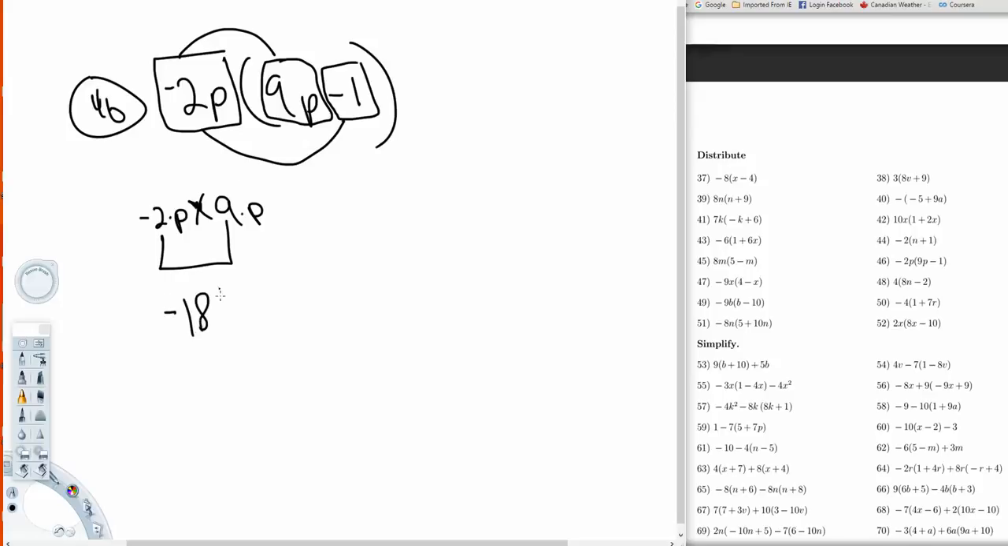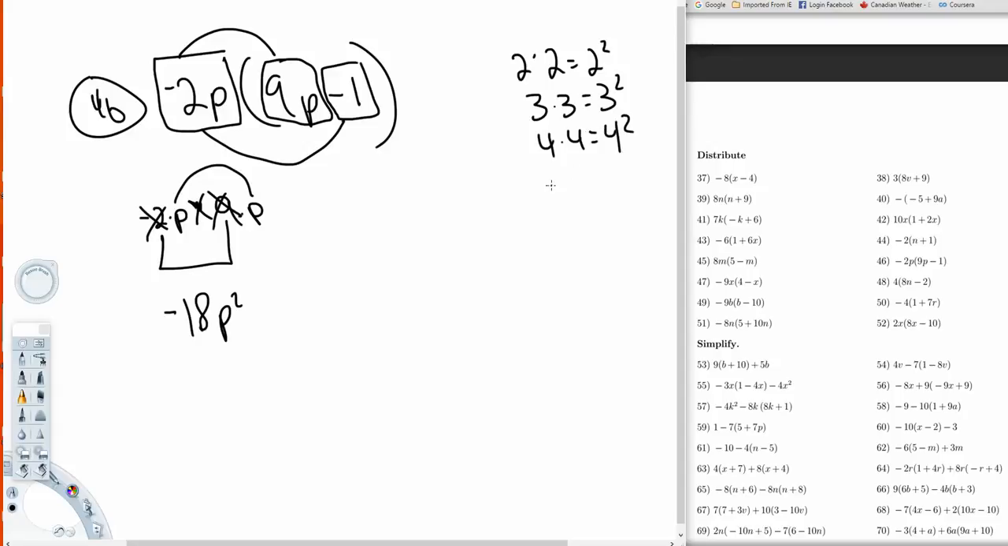And p times p, p squared. Right? Because 2 times 2 equals 2 squared. Because 3 times 3 equals 3 squared. Because 4 times 4 equals 4 squared. Because p times p equals p squared. And then we have here minus 2p times minus 1. Any minus times a minus is a positive, plus 2p. And that is the answer. Yes, it is.